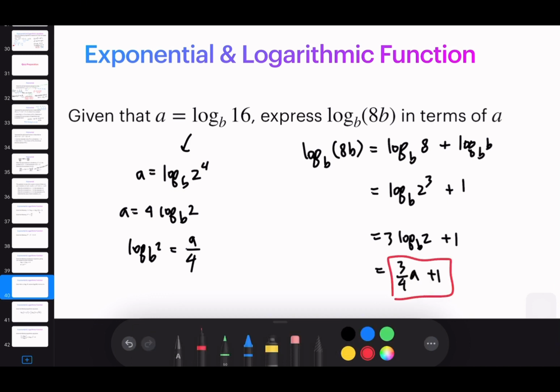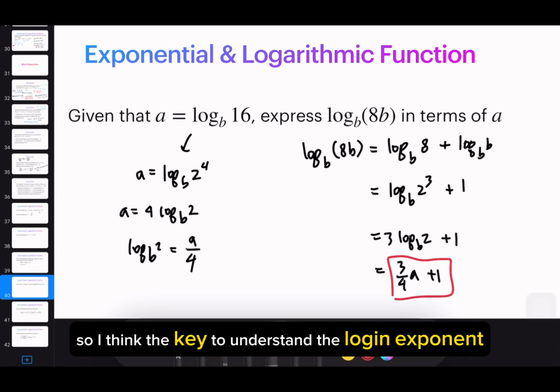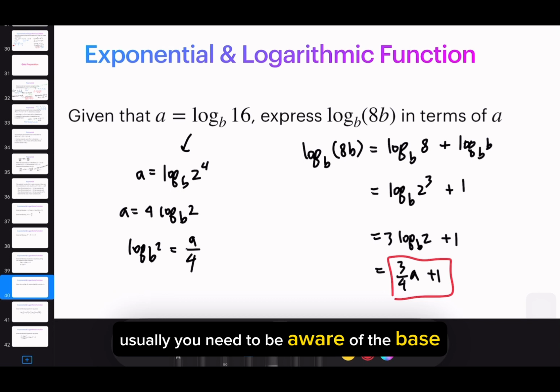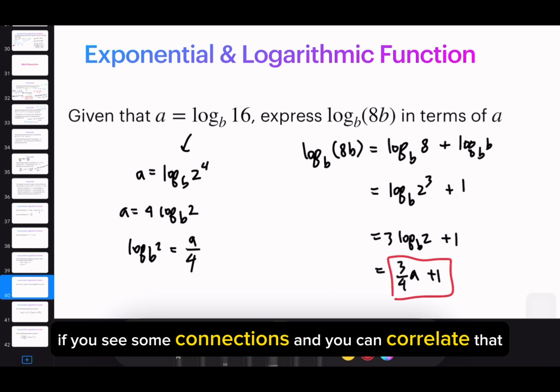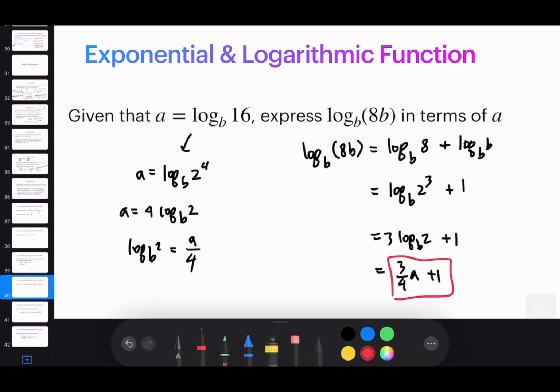Very quick, right? So I think the key to understanding log and exponent is that usually you need to be aware of the base and the expression inside. If you see some connections, then you can correlate that. Okay? Use that one.